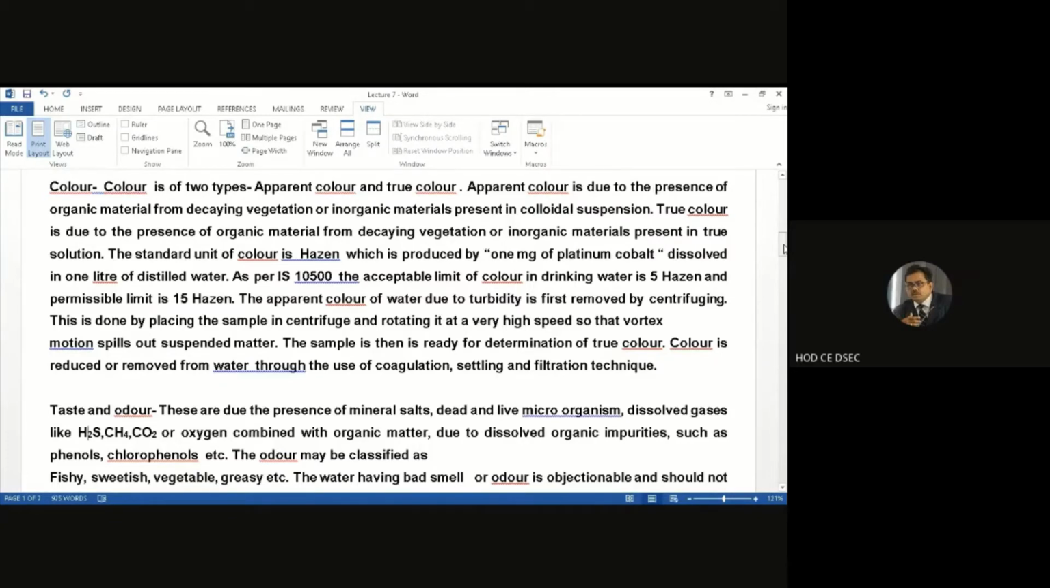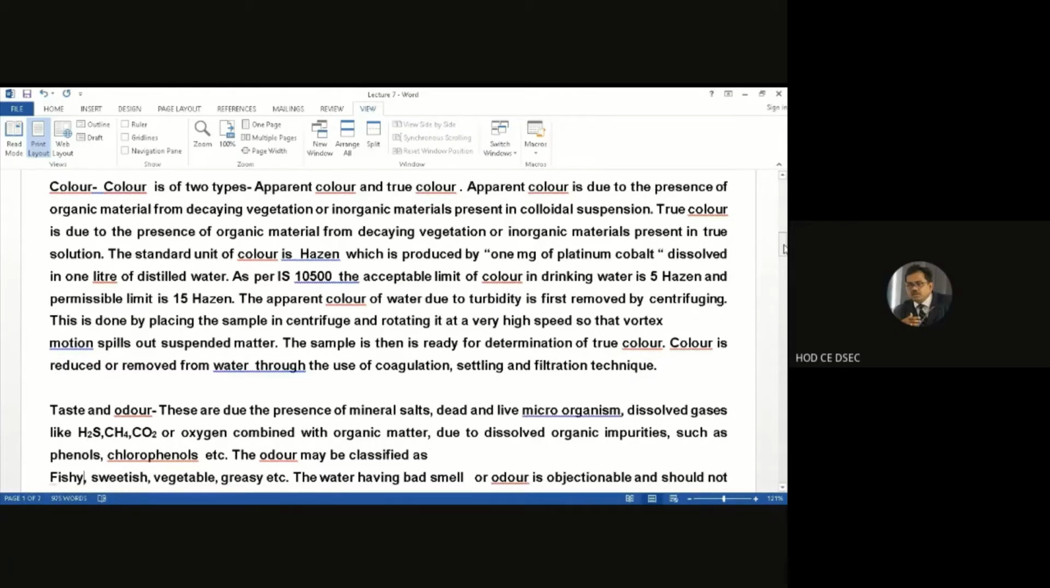This type of true color, that means the dissolved particles, are responsible for forming the true color. So this true color can be removed from water through the use of coagulation, settling and filtration techniques. That will be discussed in the treatment process of the water. This is not the topic for discussion. We are today only discussing the quality parameters of the water, that is, the characteristics of the water for drinking purpose.